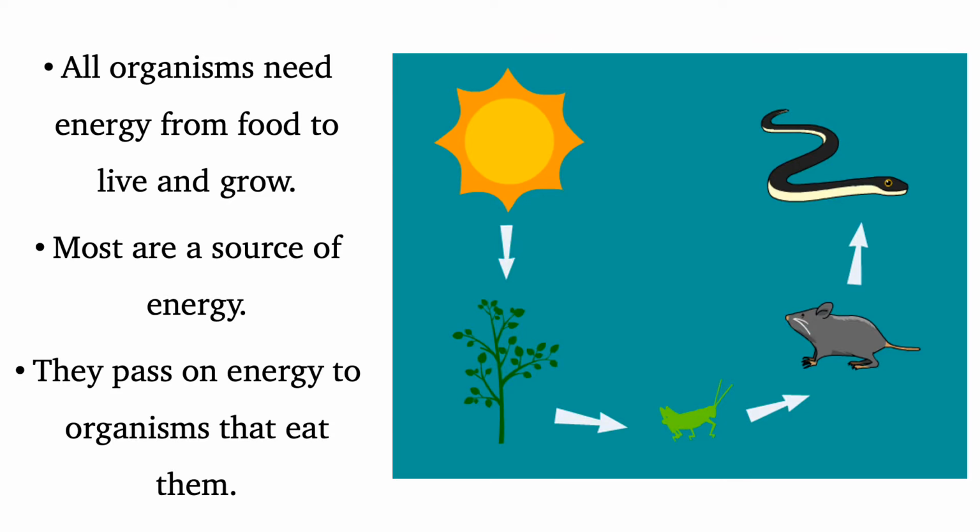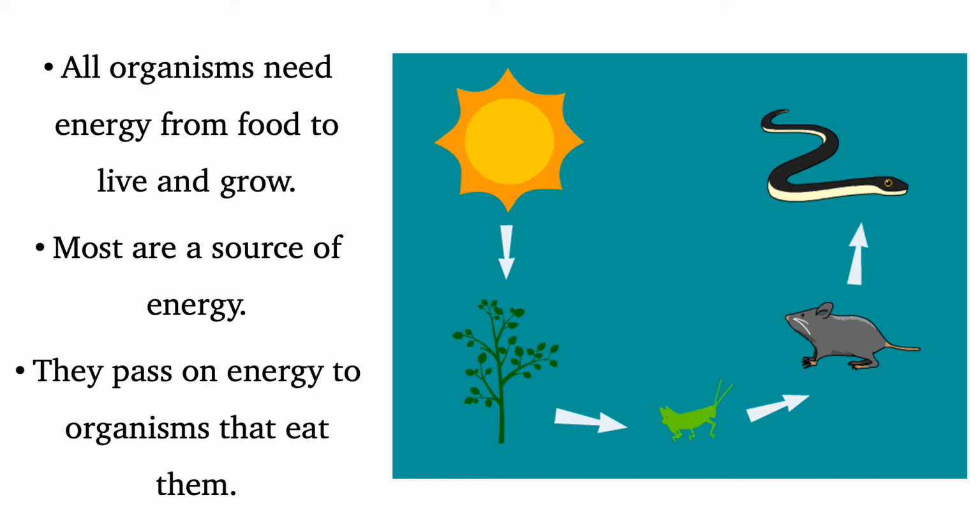As you know, all organisms need energy from food to live and grow. Most foods are a source of energy. They pass on energy to organisms that eat them. As you can see in this picture, the plants need energy. They need sunlight. Then the grasshopper will eat the plant. So the grasshopper took the energy from this plant.